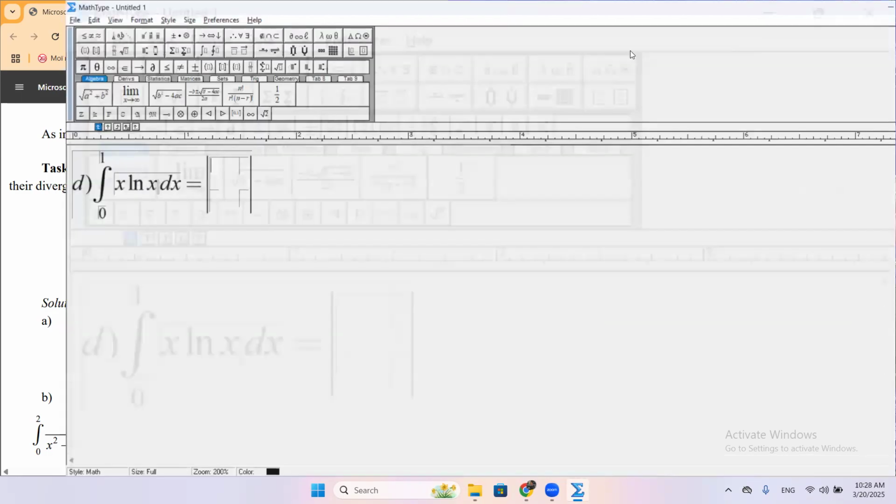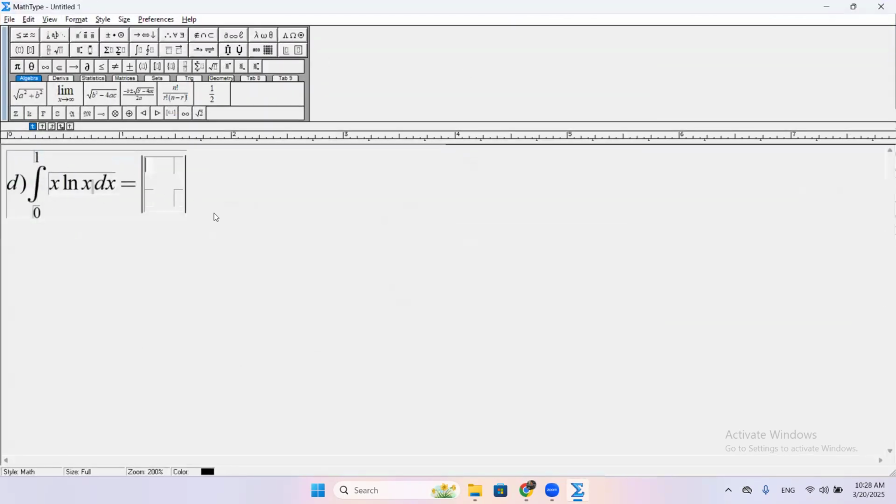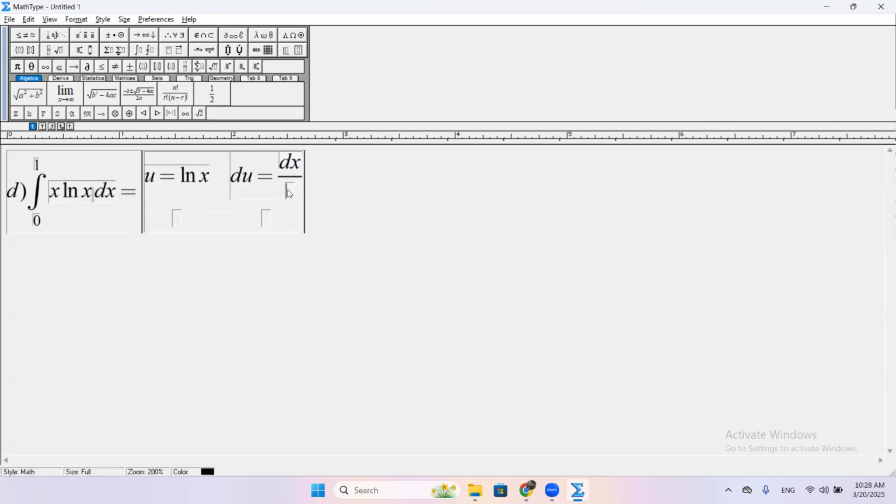Okay, and here u equals logarithm of x, du equals dx over x, dv equals dx, and v equals x. So let's integrate. So firstly, x by logarithm of x.